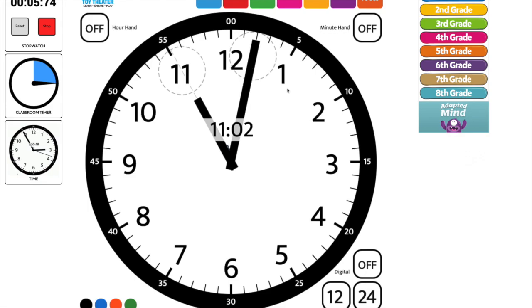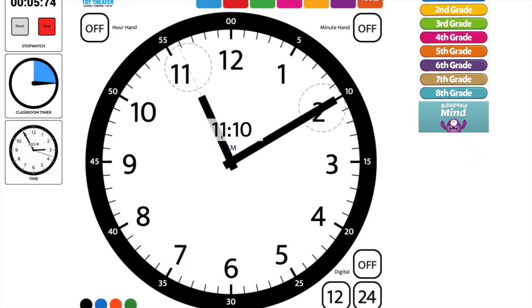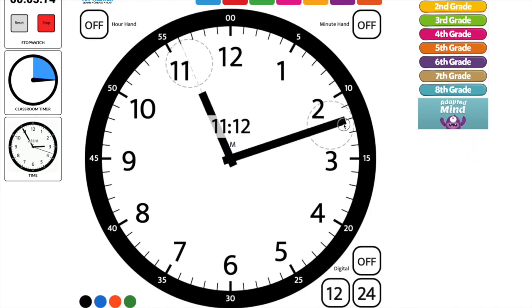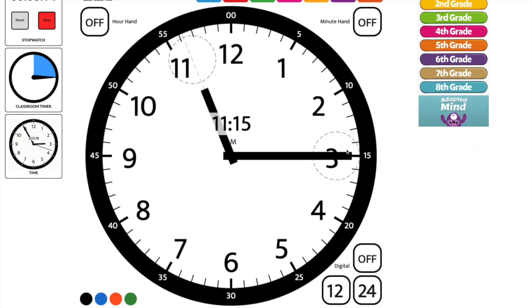Well, watch what happens when I move the minute hand between the numbers on the analog clock. When I reach 1, it says 11:05 because 5 minutes have passed. When I reach 2, it says 11:10 because 10 minutes have passed. And when I reach 3, it says 11:15 because 15 minutes have passed.